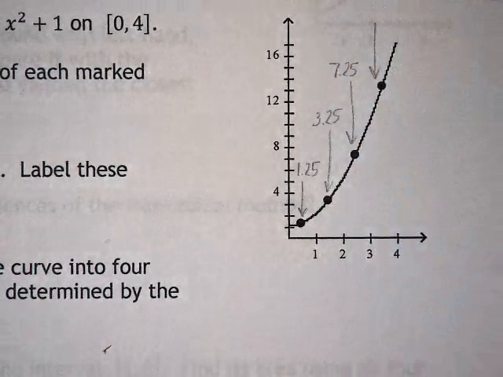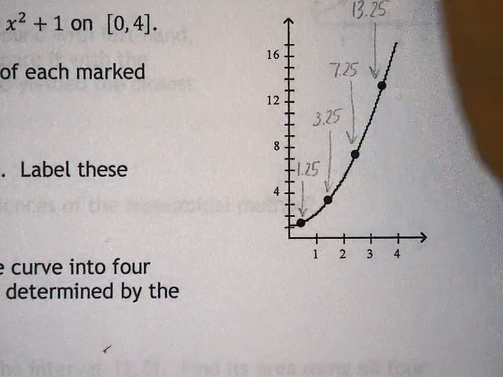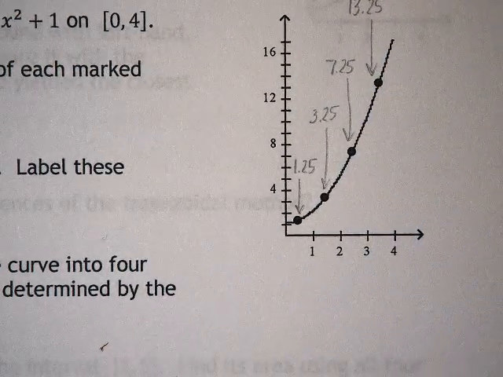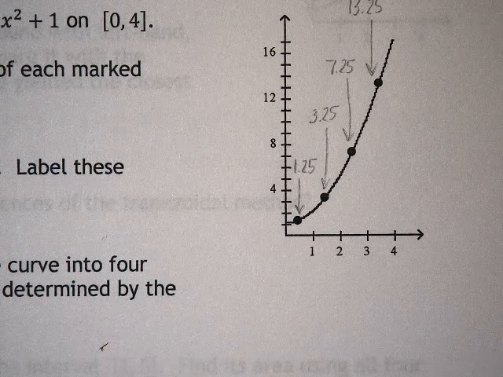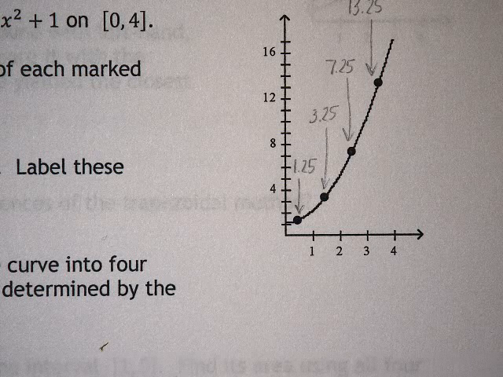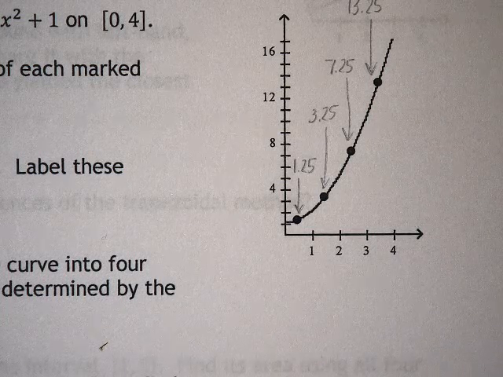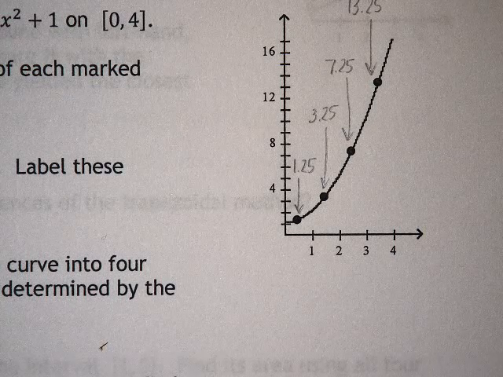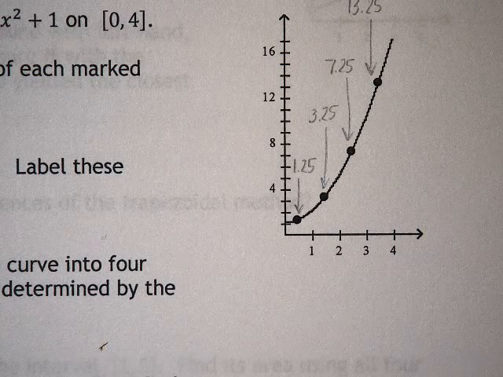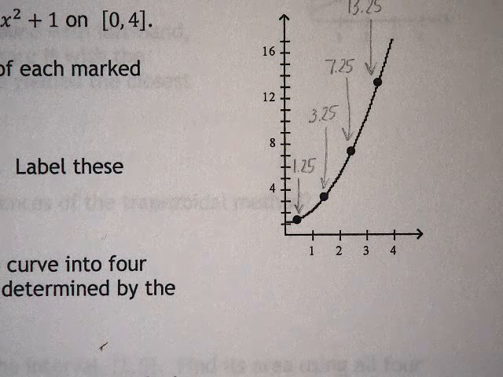And the last one has a y-coordinate of 13.25. Now I did arrows just to kind of get those numbers out of the way, and you'll see why as I start to actually draw the rectangles. So in letter C, it says partition the area under the curve into 4 rectangles and let the height of each rectangle be determined by these y-coordinates that we just found.